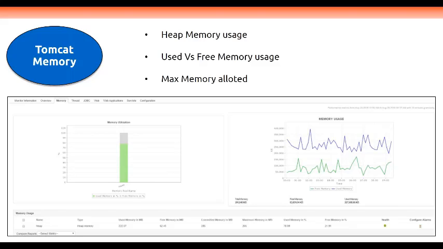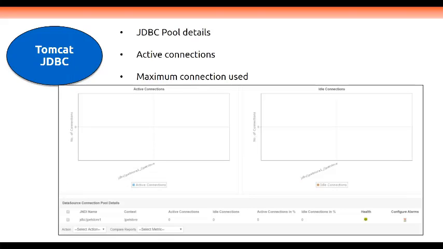Over this complete webinar, I'll explain what types of attributes a user can configure alerts for, and all of them will be in percentage. So here, used memory in percentage and free memory in percentage are important, and the user can configure alerts for that. Next, it would be JDBC connection.